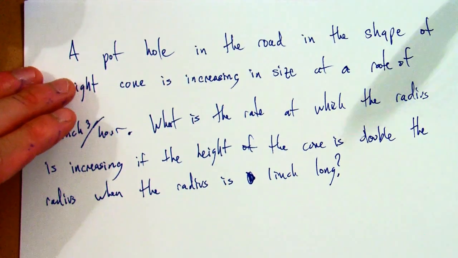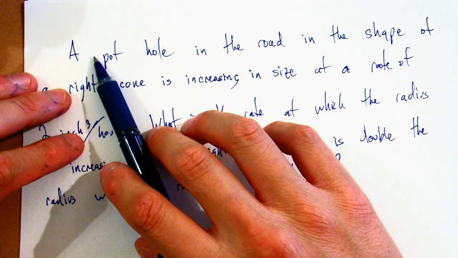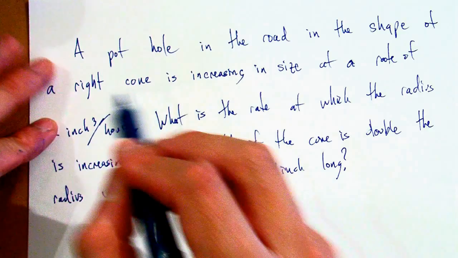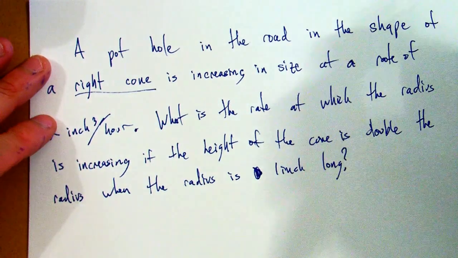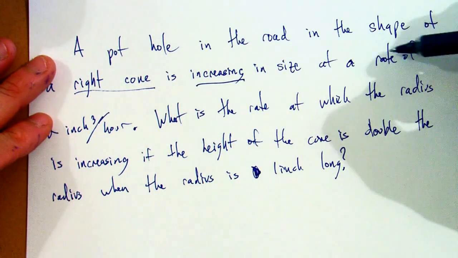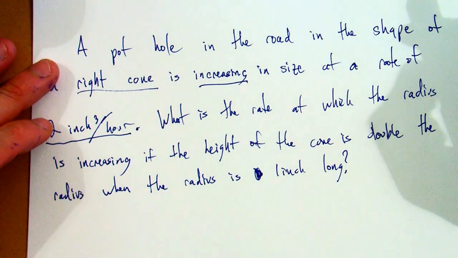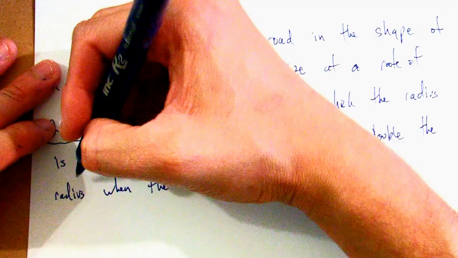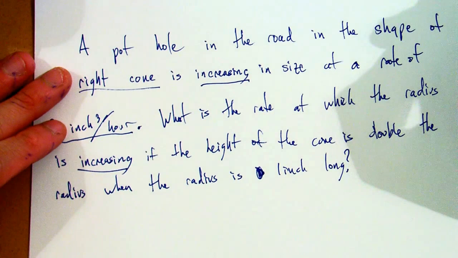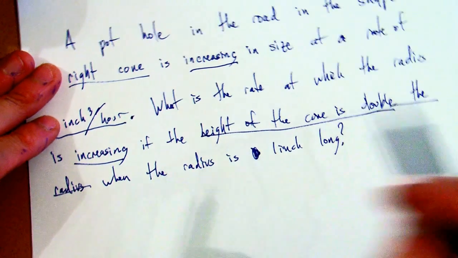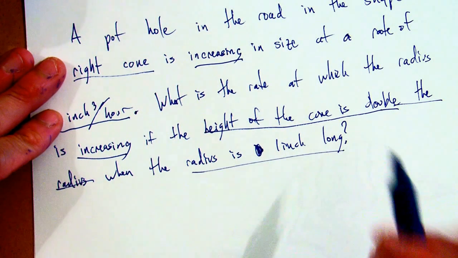Hello everyone, here we are recording and we are looking at a related rates problem. It says a pothole in the road in the shape of a right cone is increasing. That's a key word. In size at a rate of 2 inches cubed per hour. What is the rate at which the radius is increasing, if the height of the cone is double the radius, when the radius is 1 inch long?